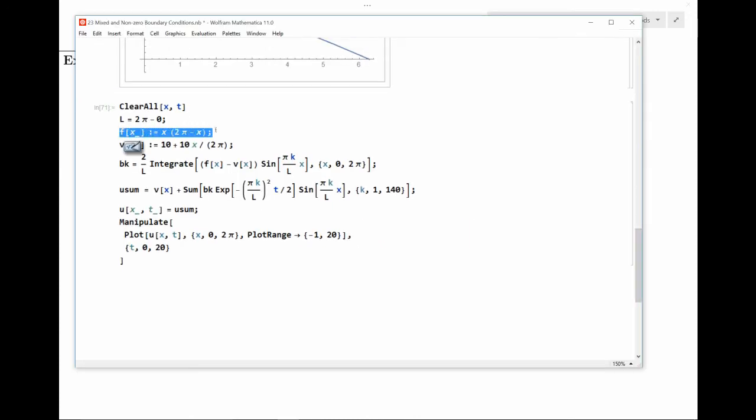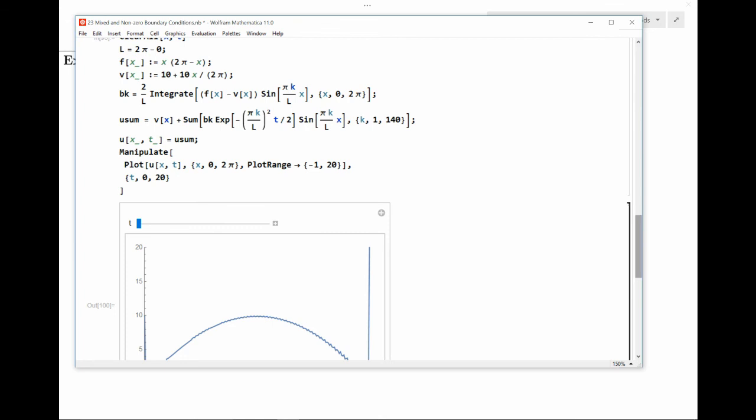So here I made a function f of x, and I made a function v of x. Then I find the sine series expansion, because I'm solving the zero ends problem now, of the function f of x minus v of x. Then to create a solution, I take the function v of x and add the series expansion of f of x minus v of x. If I evaluate, this is what I get.